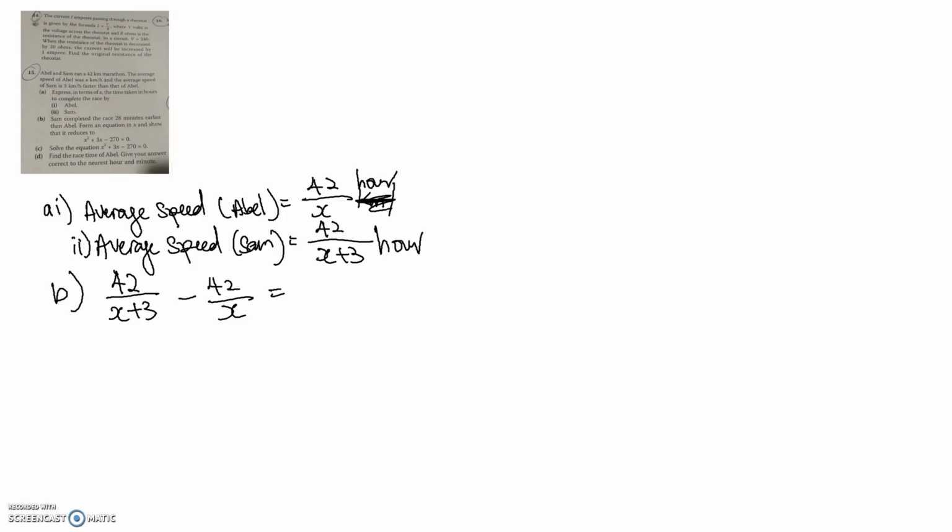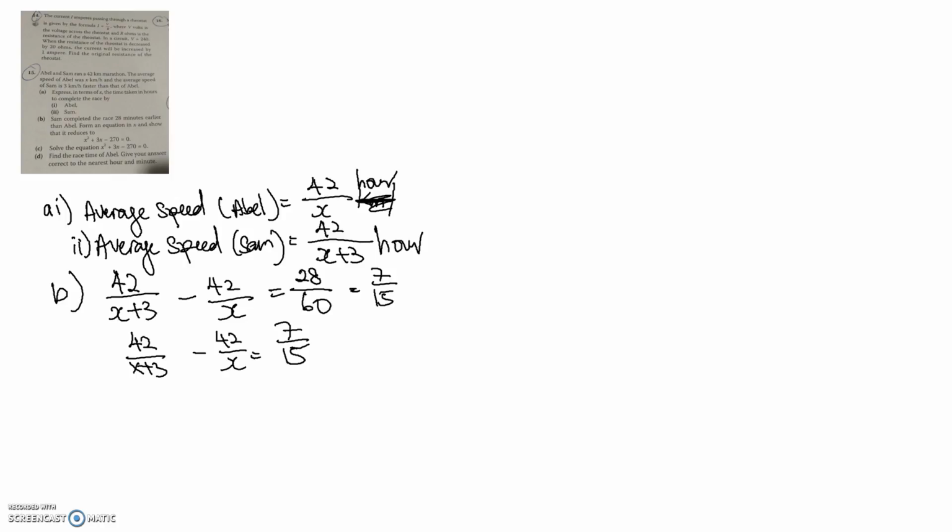Now, the tricky part here is it's 28 minutes. Everything on the left hand side, the time taken, is all in hours. So we need to express 28 minutes in terms of hours, which is 28 over 60, which when you reduce to the lowest form is 7 over 15. So 42 over x plus 3 minus 42 over x equals 7 over 15, where 7 over 15 is 28 minutes expressed as an hour.